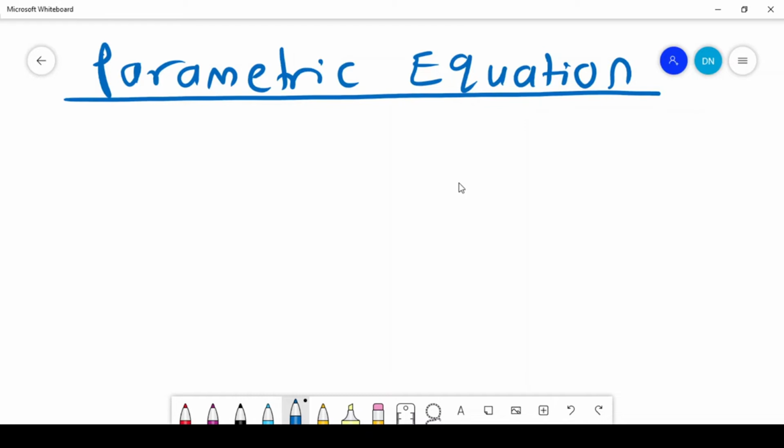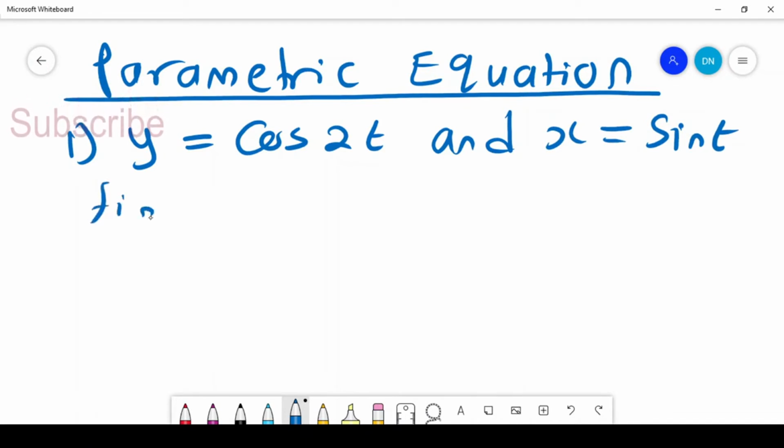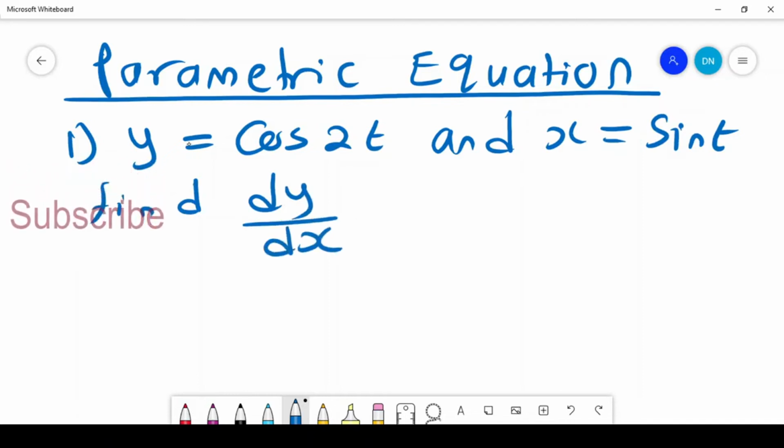Parametric equation is what we want to look at. Given y is equal to cos 2t and x is equal to sine t, then we are told to find dy over dx. Now you'll see that y is represented in terms of t and x is represented in terms of t, but then we are supposed to find dy dx.